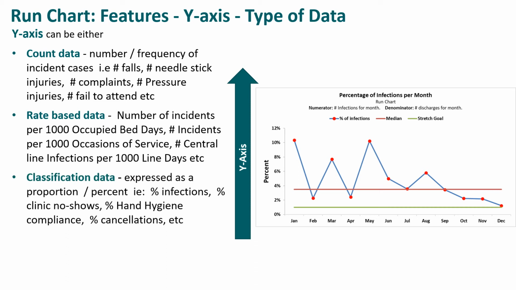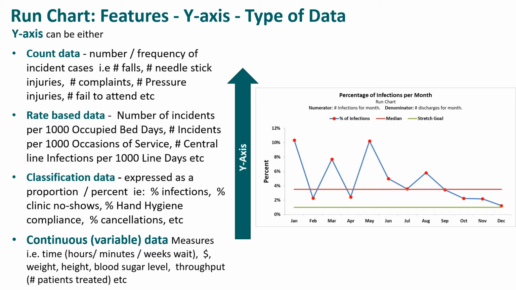The y-axis can also use classification data, and this is where the data is expressed as a proportion or a percent. And some examples here might be the percent of infections, or the percent of clinic no-shows from outpatients, or the percent of compliance for hand hygiene policy, or the percentage of cancellations.